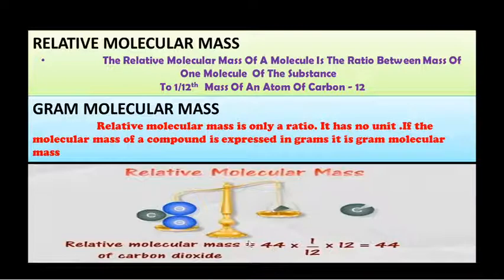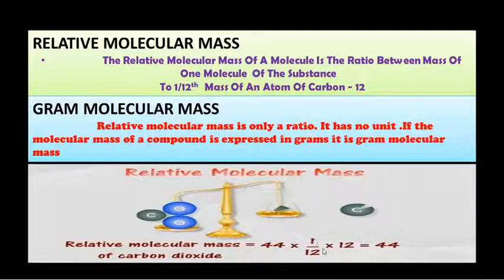First we have to take the relative molecular mass of carbon dioxide. So how can we get this 44? Carbon is 1 and oxygen is 2. The atomic mass of carbon is 12 and oxygen is 16, and here we have 2 oxygen, so 16 plus 16 is 32. So 12 plus 32 is 44. Total we have 44.